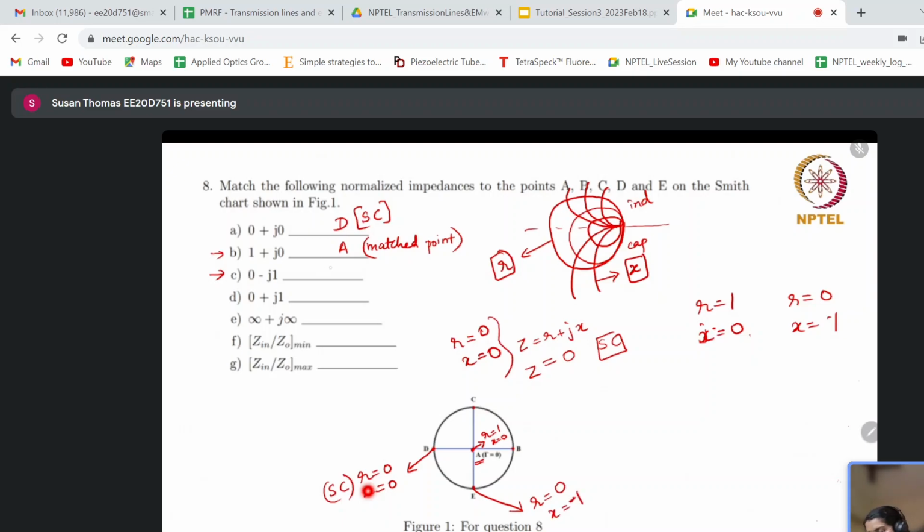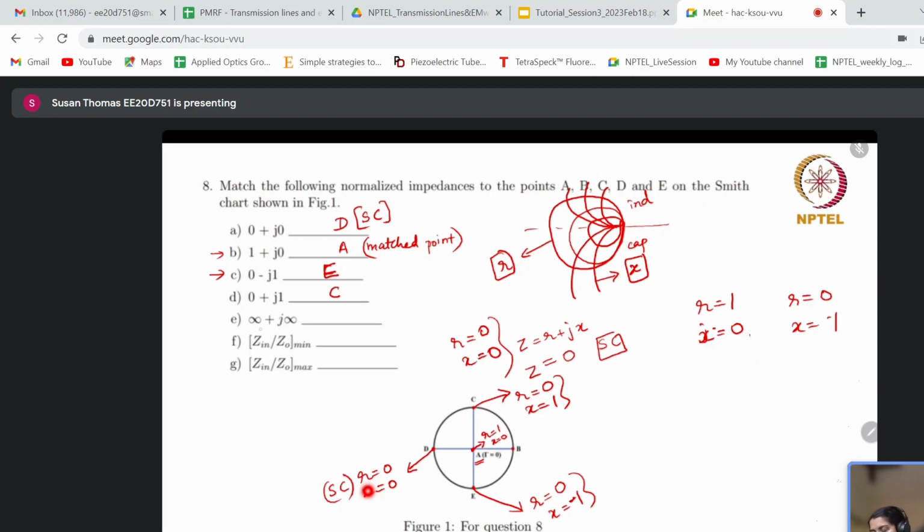And so this I can write as E. Now what about this point? This will be r is 0 plus x is 1. So this is representing C. This represents an inductive reactance and this represents a capacitive reactance.